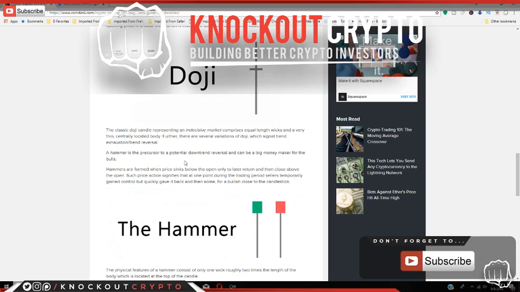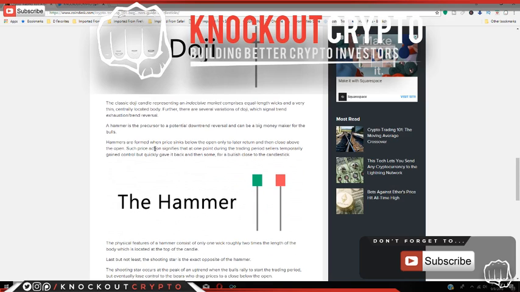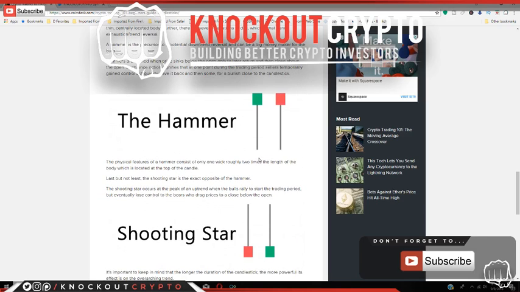A hammer is the precursor to a potential downturn reversal and can be a big money maker for the bulls. Hammers are formed when the price sinks below the open only to later return and then close above the open. Such price action signifies that at one point during the trading period, sellers temporarily gained control but quickly gave it back, and then for some, a bullish close to the candlestick. The hammer. The physical features of a hammer consist of one wick roughly 2 times the length of the body, which is located at the top of the candle.